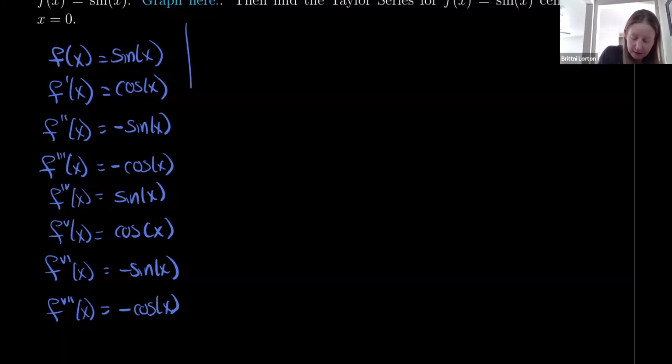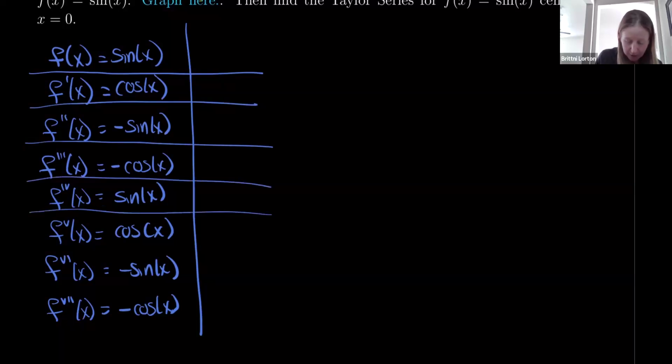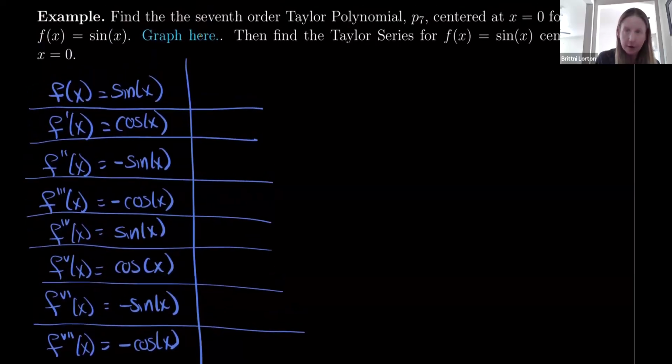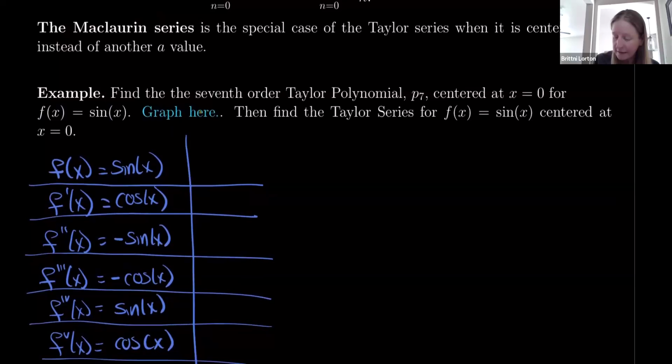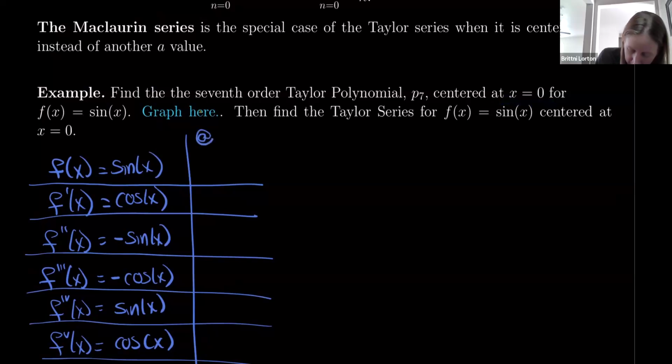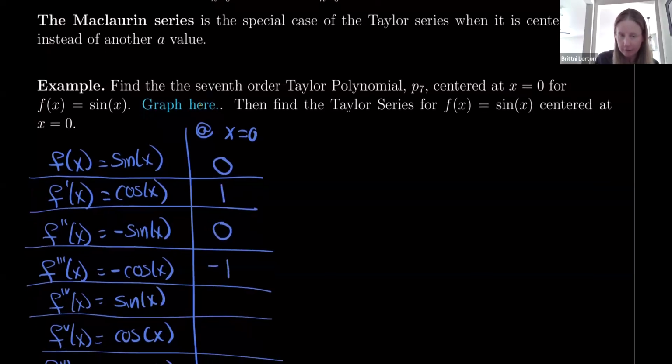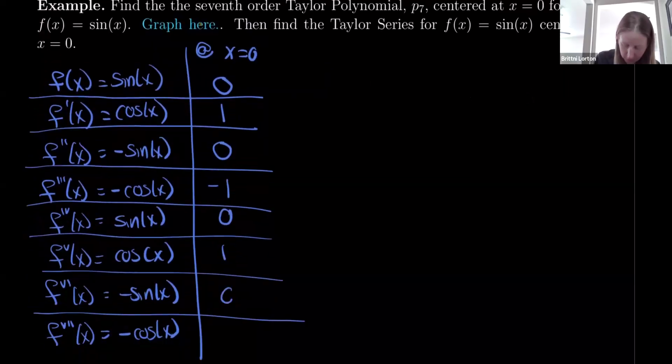The next thing I need to do is find those specific derivatives at the center, because you have a center for that Taylor series. In this case, it says centered at x equals 0. So I need to make sure I'm doing all of those values at the x value of 0. That means I should be plugging in x equals 0 everywhere for all of those derivatives. Sine of 0 is 0. Cosine of 0 is 1. Sine of 0 is 0. Negative cosine of 0 is negative 1, and so on.